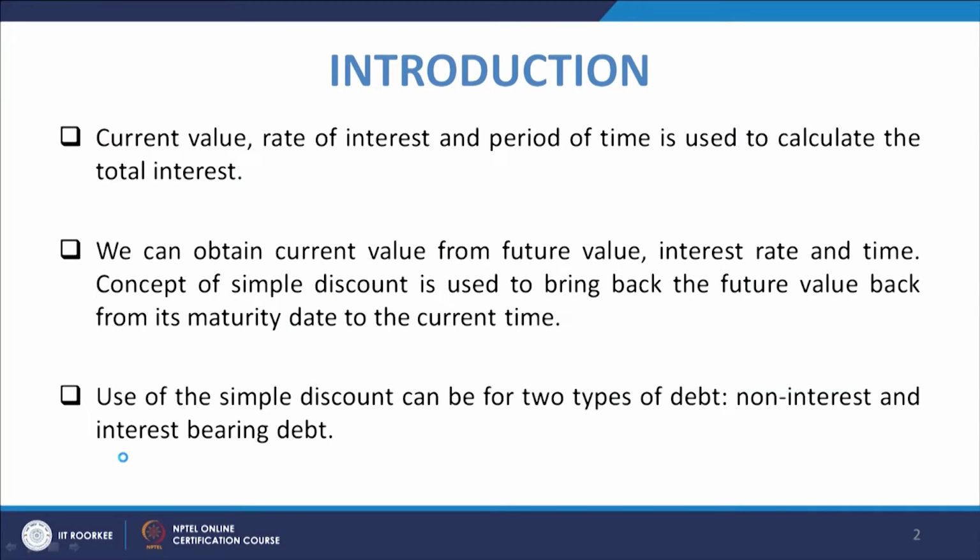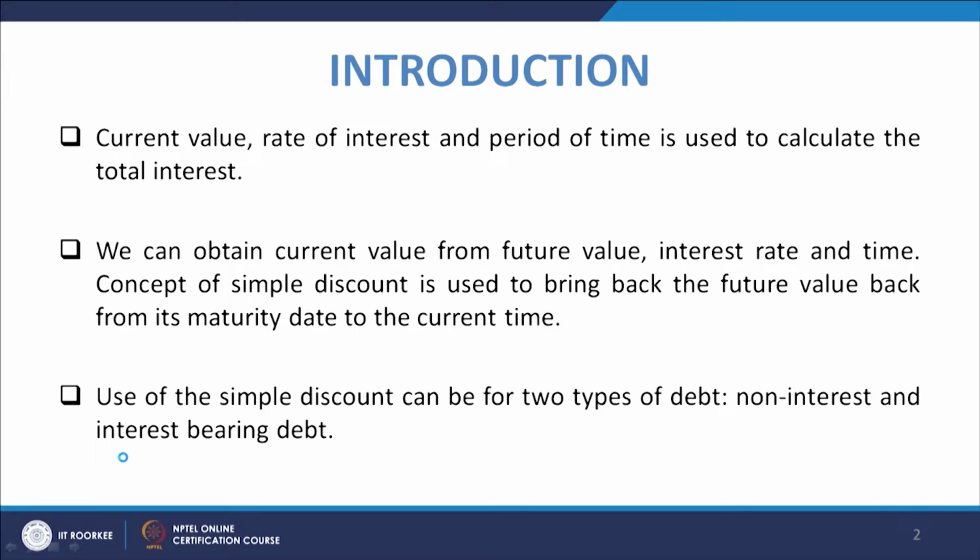Once you know the current value, the rate of interest and the period of time, you can calculate the total interest to be accrued, and then accordingly you can also calculate the future value. You can also obtain the current value from the future value, interest rate and time. Once you have an expression, it can be used in many ways. Many a time you may require to find the interest rate, or the period of time, or the current value.